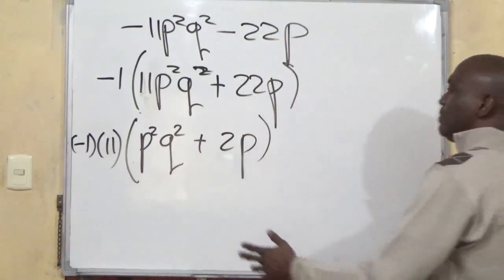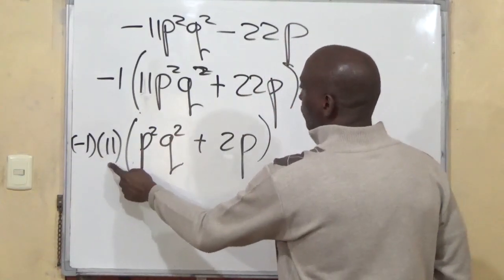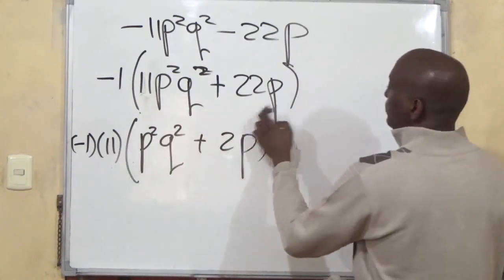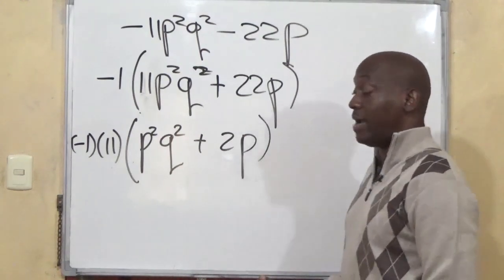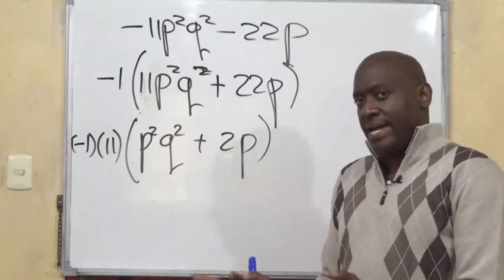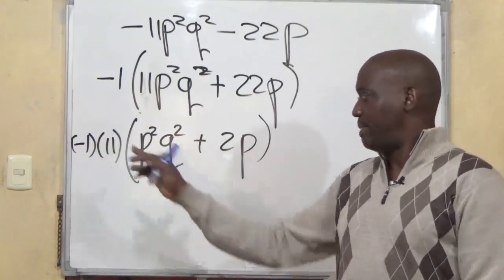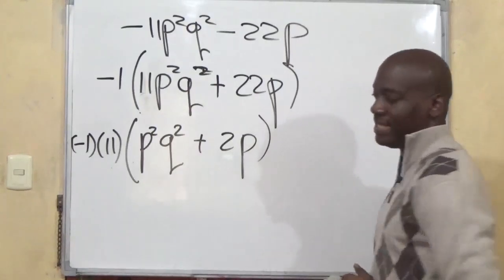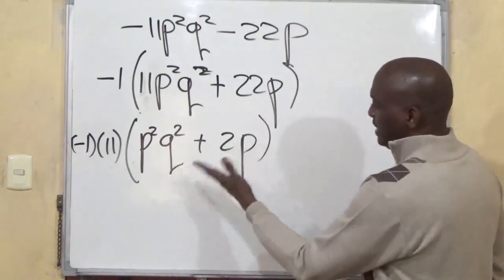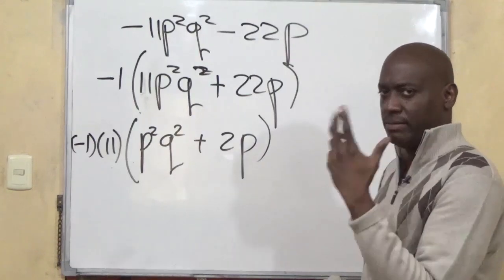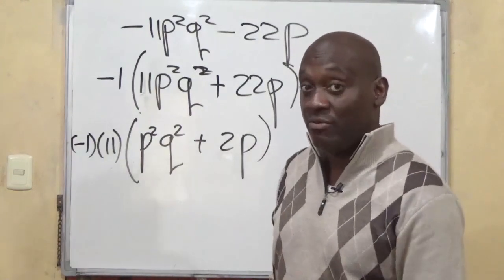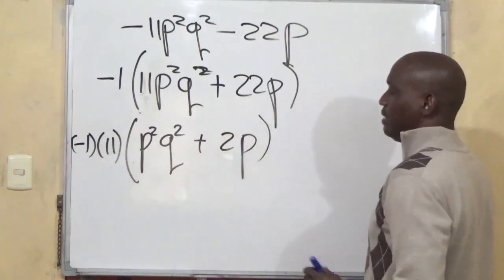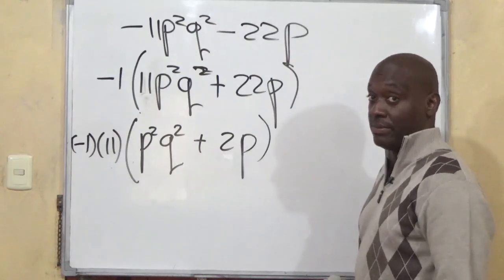Alright? So minus 1 by 11. So we're dividing by 11 alone. 11 into 11 p squared q squared is p squared q squared. 11 into 22p is 2p. So we have the minus 11 outside. Now we're looking for the letters on the inside. So you see the p. Most people will go from right to left because that is how we read. So you see the p. You have p squared here and you have 2p here. So you realize p is our common factor.